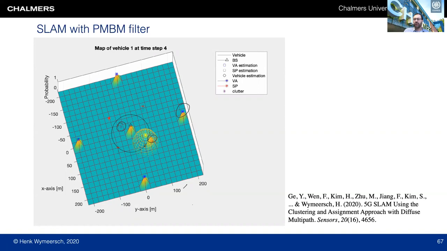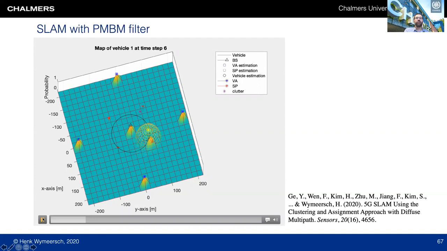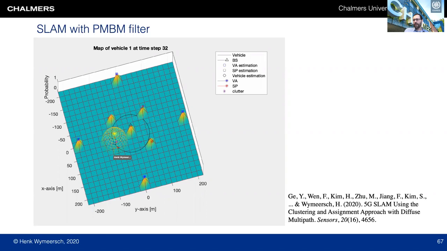Moving along the circle over time, it figures out everything of the environment. And in the end, it will map this last scatter point when it gets close to it. Now the vehicle has mapped the environment. Here there were only static objects, but you can extend this also with dynamic objects. The nice thing is when another vehicle goes in the same environment, the first vehicle has already mapped the environment for it. So this map can be reused for the next vehicle.